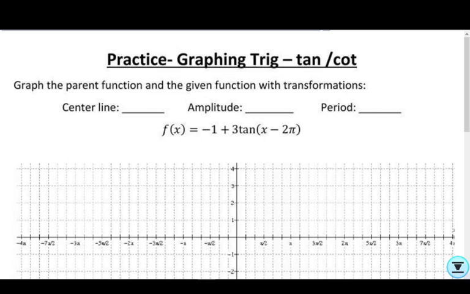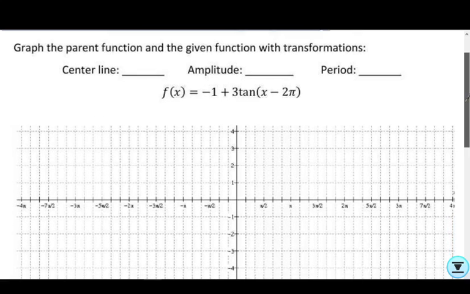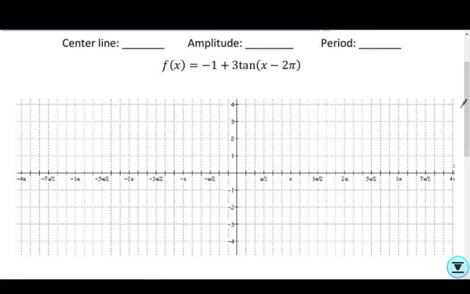Okay, so I'm reworking the two problems from the practice, okay? And I'm going to do it kind of a shortcut method. I kind of call it the box method of graphing trig functions, and you'll see why in just a minute. This is f of x equals k plus a tangent x minus 2 pi.